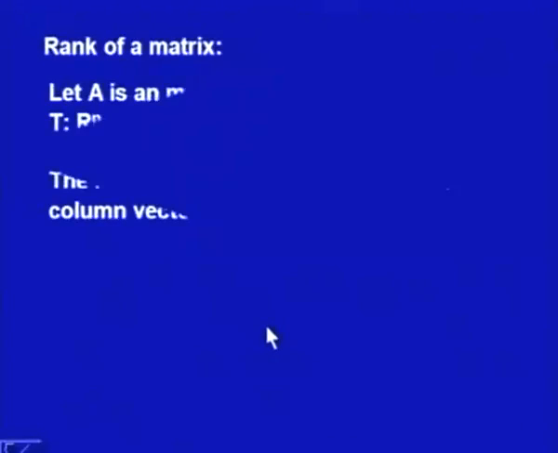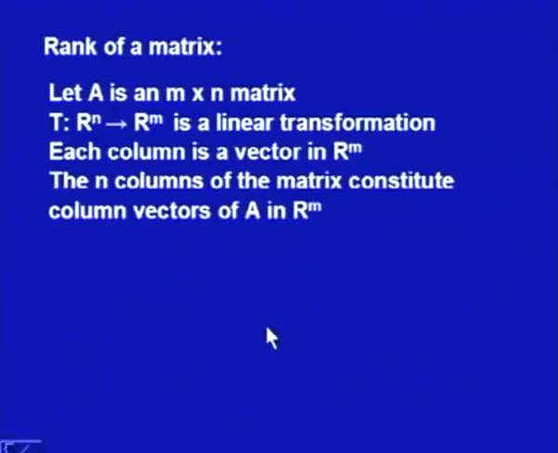Now, I will try to define the rank of a matrix in a slightly different manner. We will do this in the same manner as we have done for linear transformation, so I want to relate the two concepts. So, let us have a matrix A, which is an m by n matrix, and let us have a linear transformation T from Rn into Rm. We say that each row is a vector in Rn.